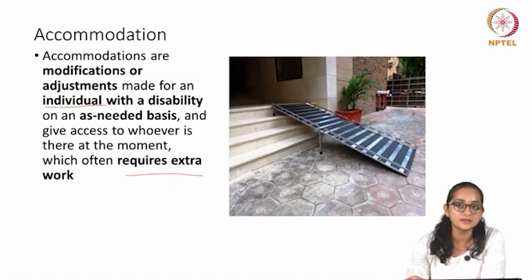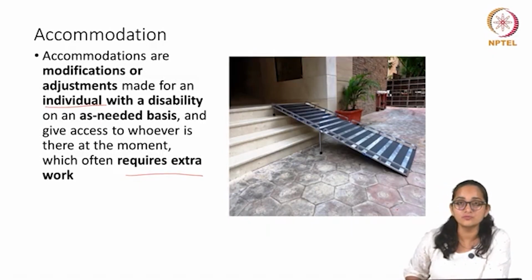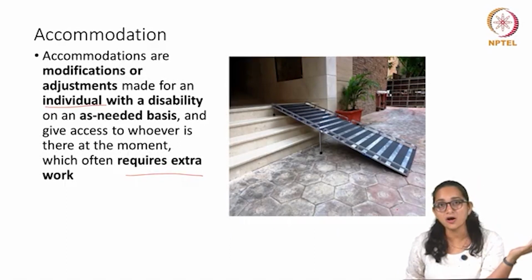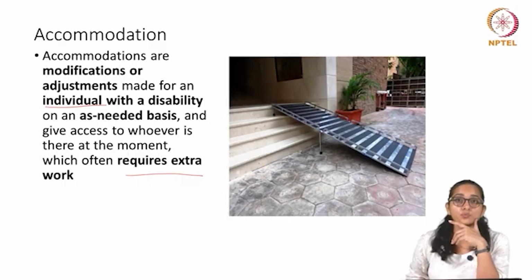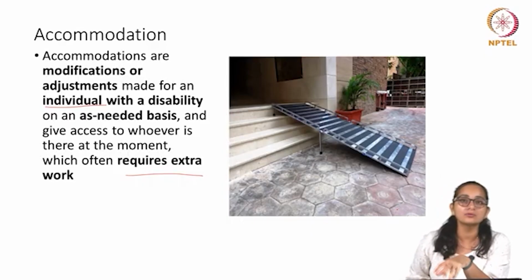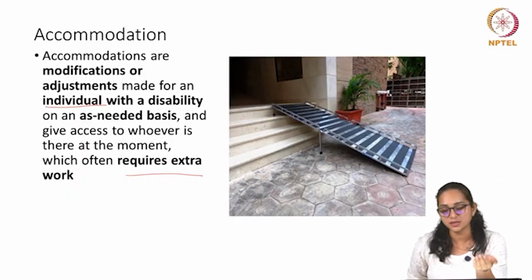So for example, if your architect has not incorporated a ramp in the architecture itself, then this is something like a removable ramp which the building has decided to add on. It can be removed and added on an as needed basis. Of course, it incurred some additional cost. Of course, it incurs extra work every time it is added, every time it is removed. But it does allow people with wheelchairs to access the building with much ease.